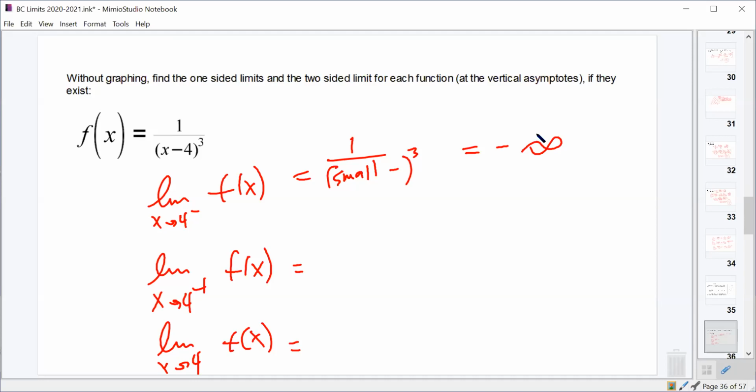If we're coming from the right-hand side, we've got 1 divided by, let's see, 4.0000001 minus 4 is a very small positive, which we're going to cube, which is still a very small positive, and 1 divided by a very small positive is a very large positive. We get positive infinity there. And we already know that this bottom one doesn't exist, but if these were both either infinity or negative infinity, we could at least say infinity or negative infinity here, but since they're different, we'll just have to go with doesn't exist for the two-sided limit. Any questions on that?